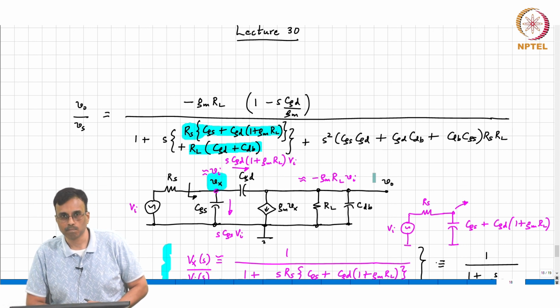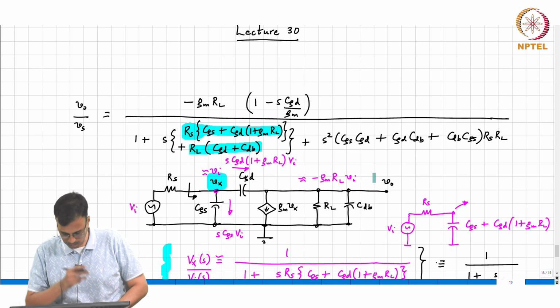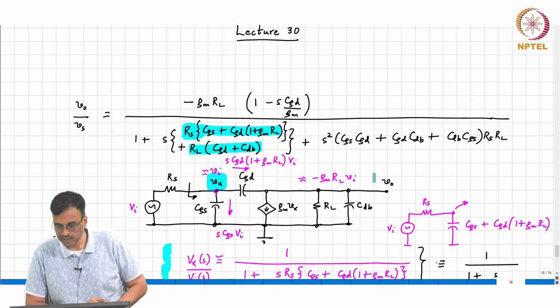Okay. All right. So now when you see a picture like this, you should be able to simply write out the transfer function, without having to sit and solve all the KCL, KVL equations all over again.